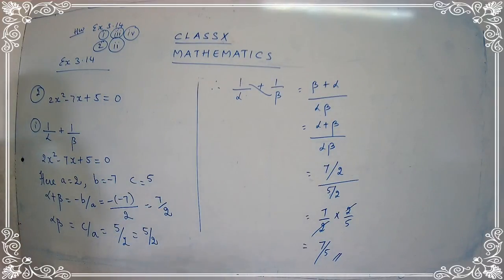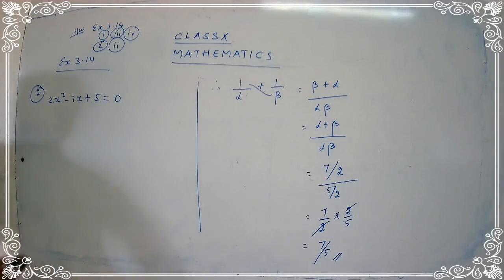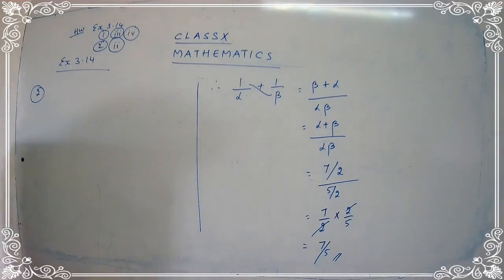Okay children, so when we start the sum, you have to find out the value for alpha plus beta and find the value for alpha beta. Don't go on finding it again and again for every subpart. No need to do it. Once, one time is enough. So now I'm going to go for the third subpart.